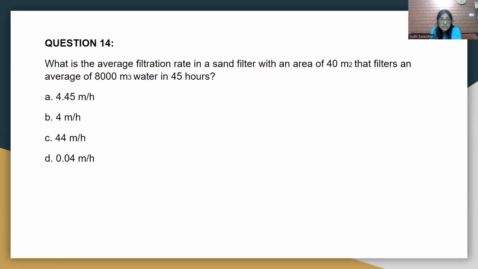Now moving on to question number 14. What is the average filtration rate in a sand filter with an area of 40 meters square that filters an average of 8,000 meter cube of water in 45 hours? So again, based on the units itself, we can do this question. We can find the solution for this question. They're asking for the average filtration rate. We have been given an area of the filter. 8,000 meter cubes of water in 45 hours need to be filtered. So what will be the filtration rate is the question.